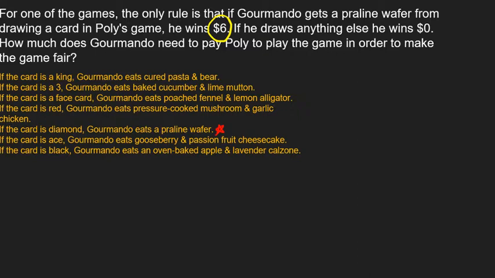So that's related to the odds of getting this card. If the card is a diamond, he gets a praline wafer. And the probability of getting that wafer, as we've discussed before, is a 1 in 4 chance because a quarter of the deck is diamonds, right? 13 out of the 52 cards are diamonds, so there's a 1 in 4 chance. So since our probability is 1 in 4, and what we would win would be $6.